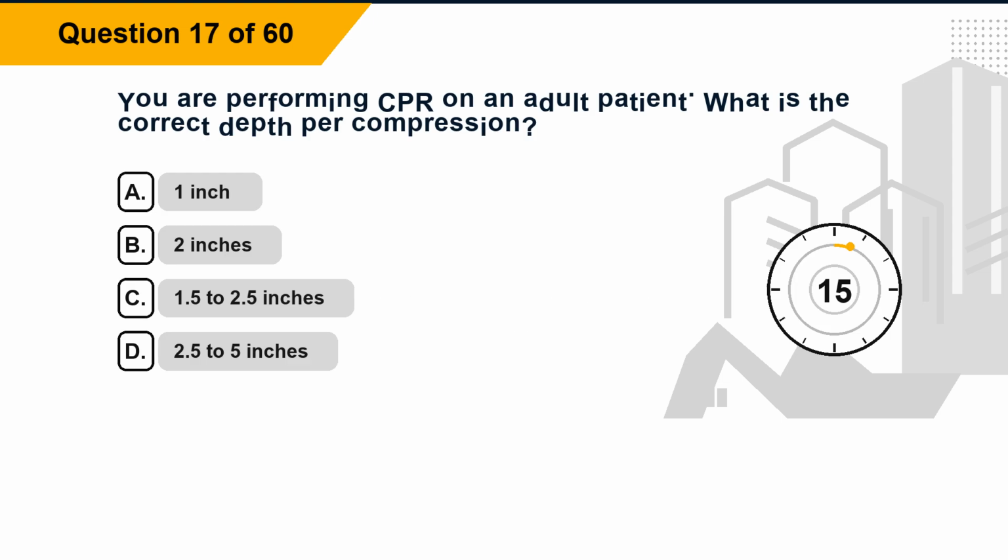Question 17. You are performing CPR on an adult patient. What is the correct depth per compression? Option A, 1 inch. Option B, 2 inches. Option C, 1.5 to 2.5 inches. Option D, 2.5 to 5 inches.